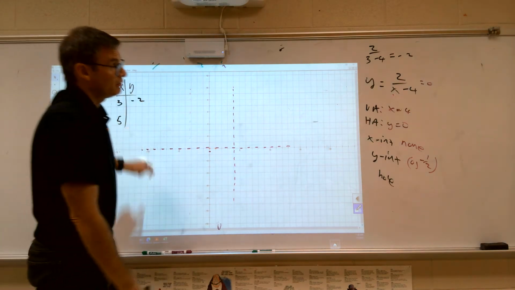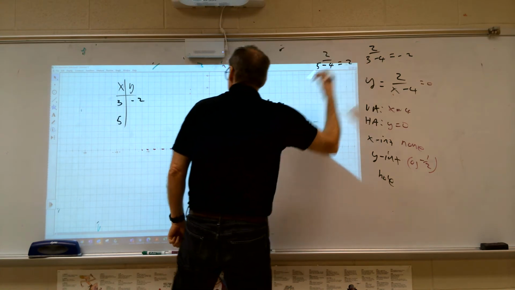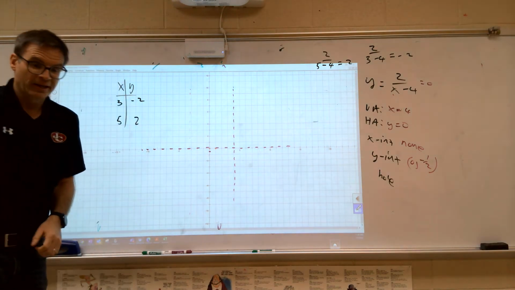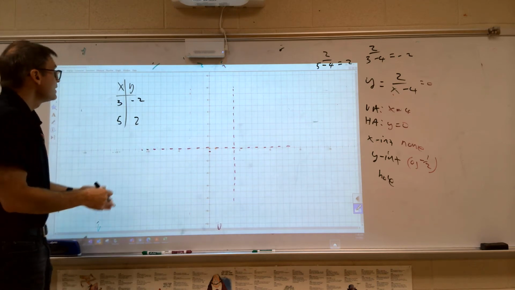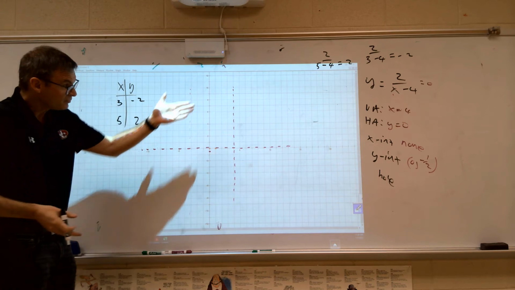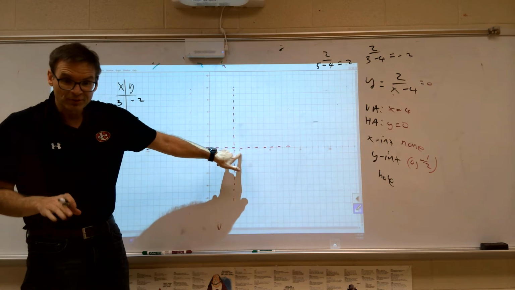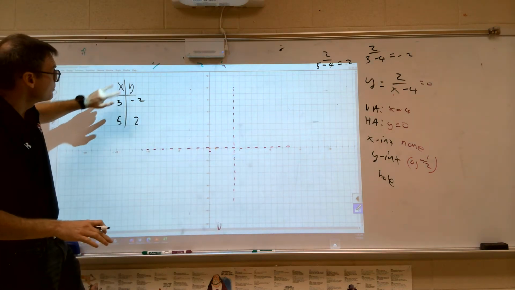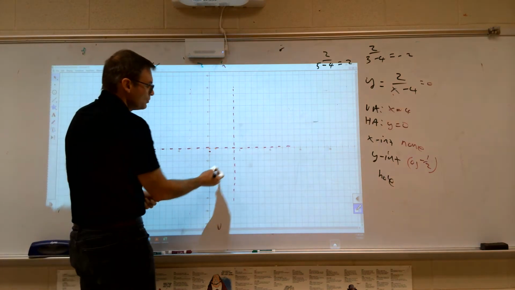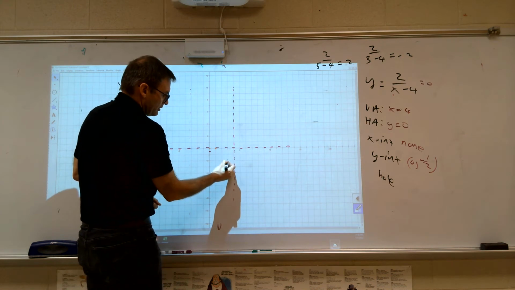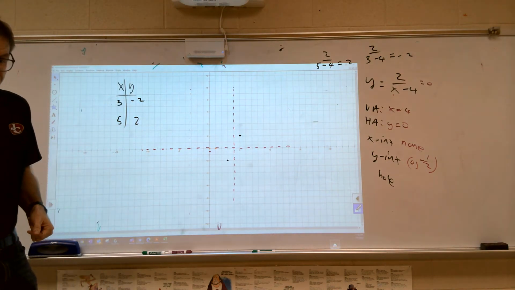If I plug 5 in, well, let's see, it's going to give me 2 over 5 minus 4, which is going to give me positive 2. Something that we haven't had to do, but we are going to have to do from this point forward, is given a vertical asymptote, you've got to find out what's happening on the left and the right. So we pick x values to the left and the right of the asymptote. That's where the 3 and 5 came from. And now I'm going to plot points. So at 3, I'm down at negative 2. And at 5, I'm at positive 2.